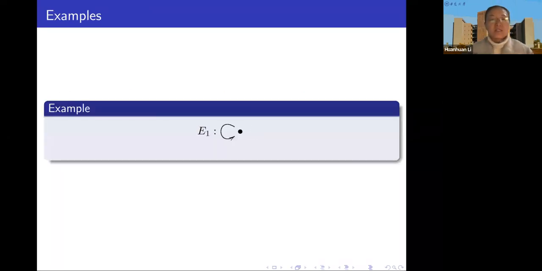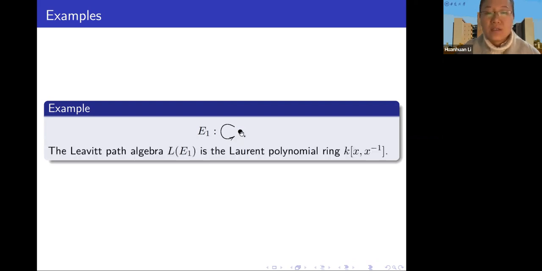So let's see some very simple examples. Suppose first we have this graph E1, which has only one vertex and one loop. Then the Leavitt path algebra for this graph actually is the Laurent polynomial ring K[x, x^-1]. We can see from the relations of Leavitt path algebras that for this loop, if it's α, then α* is the inverse, so α*α is 1 and αα* is also 1.